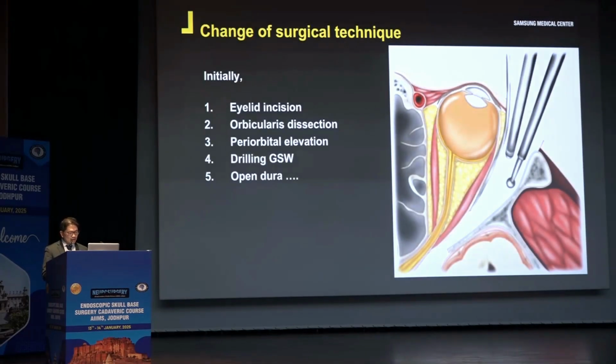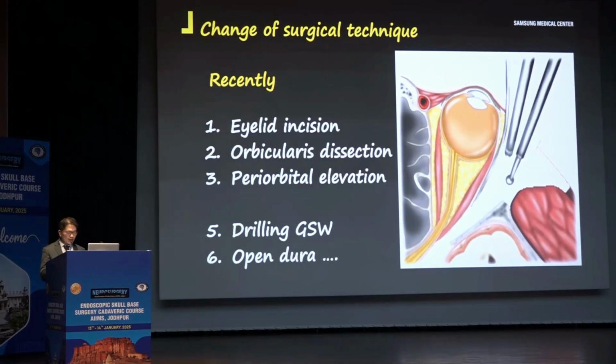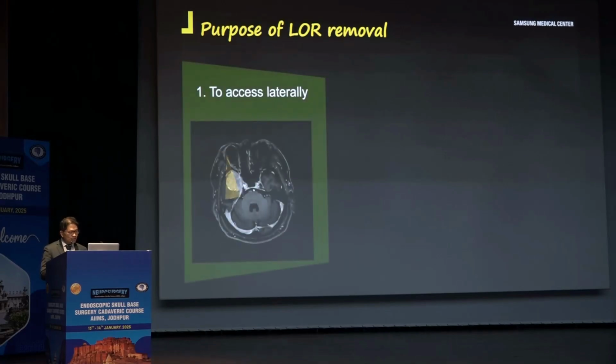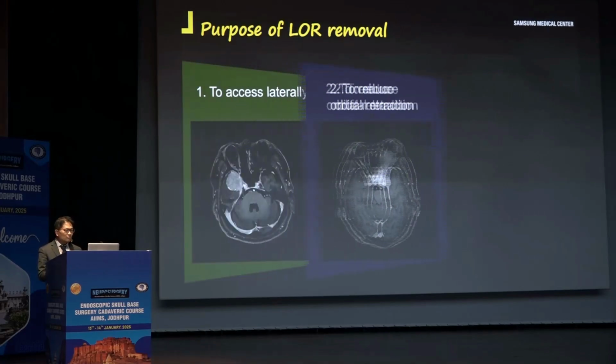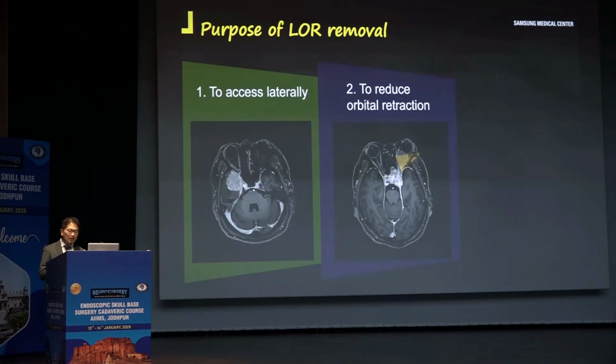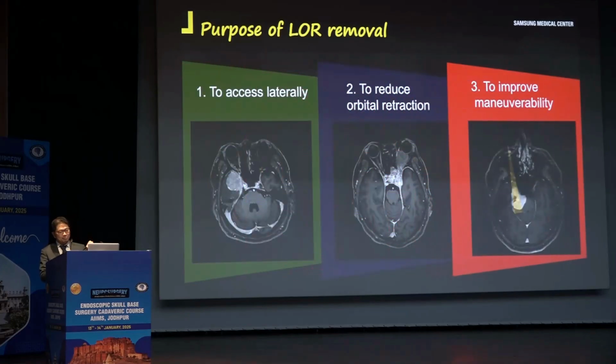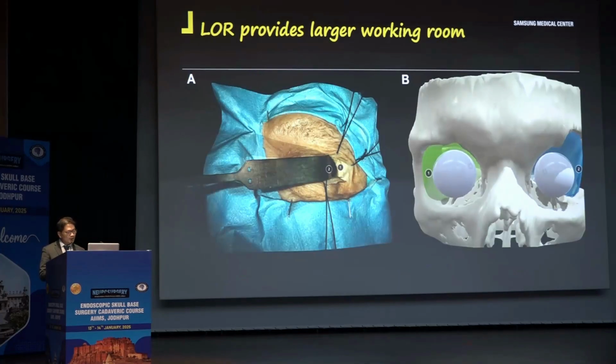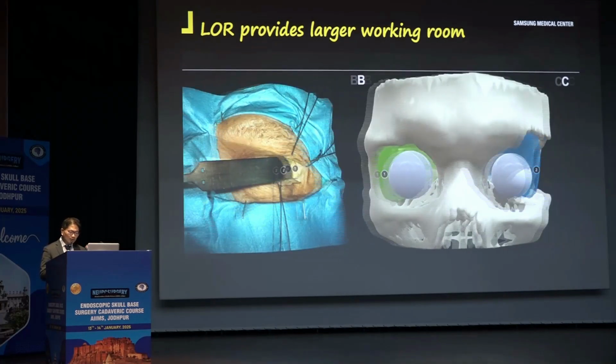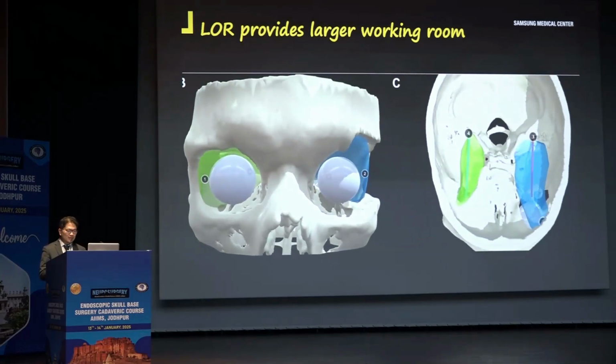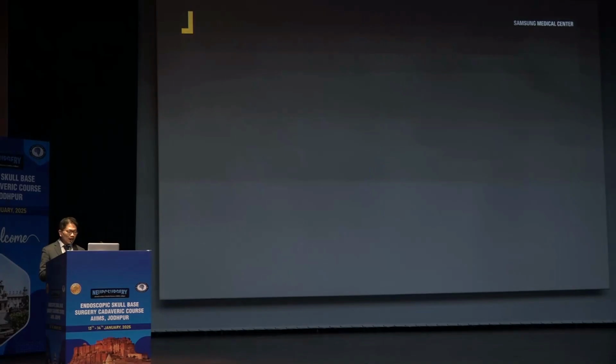And as I told you, recently I changed my surgical technique. Adding the lateral rim removal is much better to obtain a wide working space. It allows free maneuverability. By removing the lateral orbital rim, we can access the more lateral part, and it allows an acute angle of attack to access the orbital tumor. Also, very deep-seated lesions can sometimes be accessed after removal of the lateral orbital rim. And we compared which one is better, and of course lateral orbital rim removal can provide a wider working space.